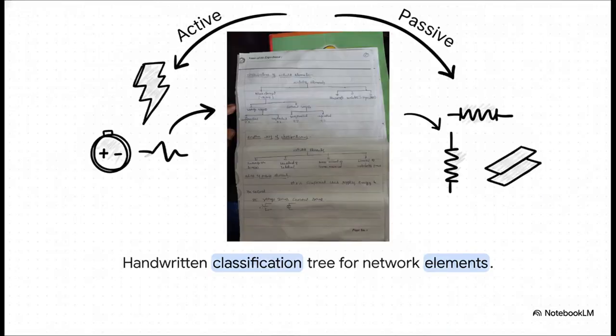Check out this authentic handwritten study note. I absolutely love seeing this kind of raw, structured thinking. It essentially maps out the entire family tree of network elements. You can see the split right at the top. Active elements on the left, so your voltage and current sources, and then the passive elements on the right, which are your resistors, inductors, and capacitors. It's a beautifully simple hierarchy that takes what could be a really overwhelming list of electrical parts and turns it into a digestible, organized system.